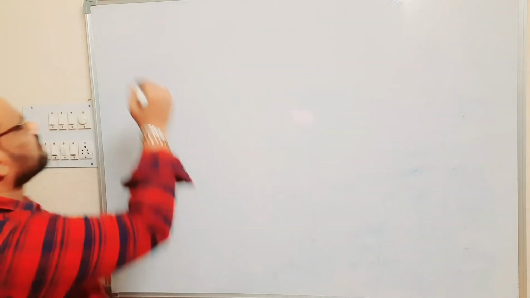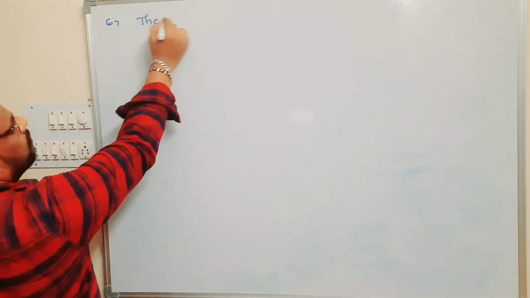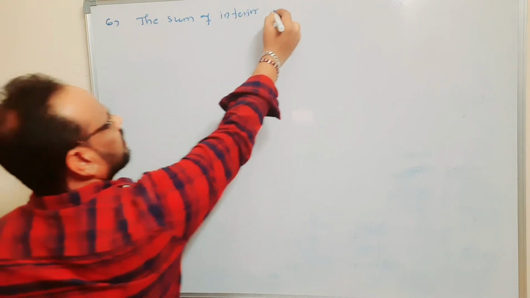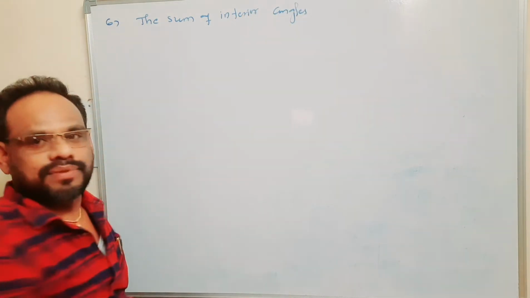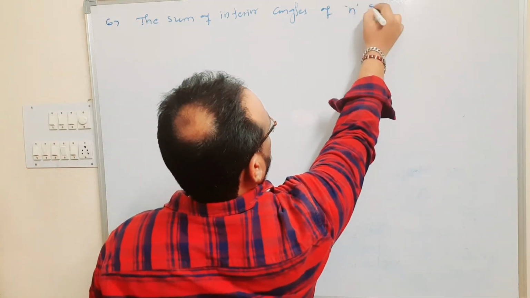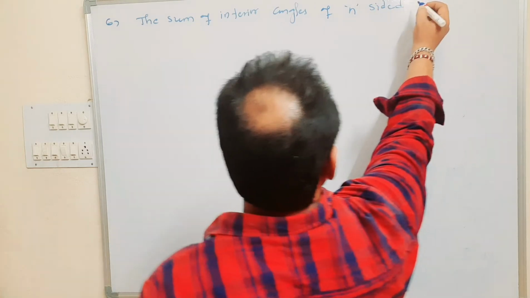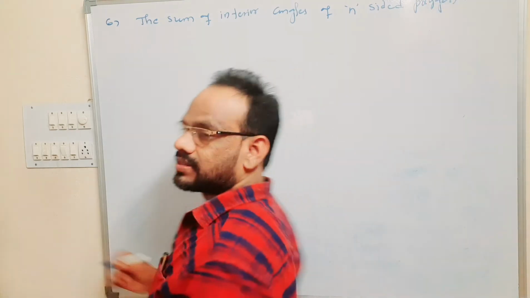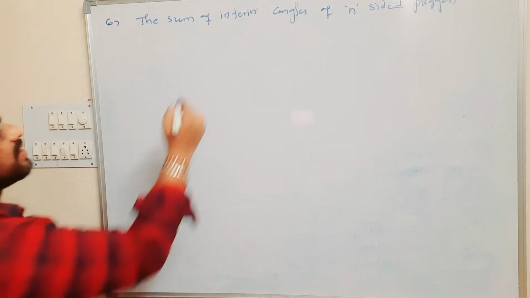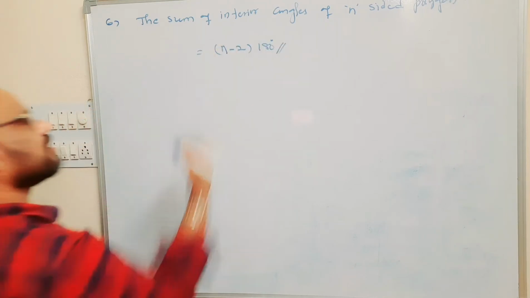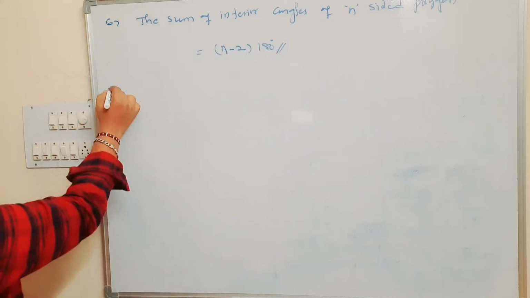Next, the sixth one. The sum of interior angles of an n-sided polygon is equal to (n minus 2) into 180 degrees. (n minus 2) into 180 degrees. Take one example.